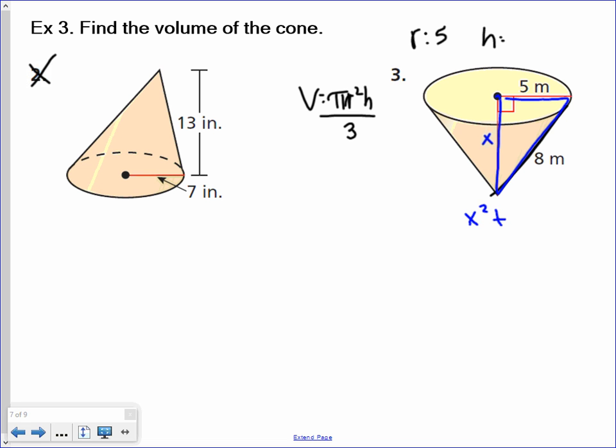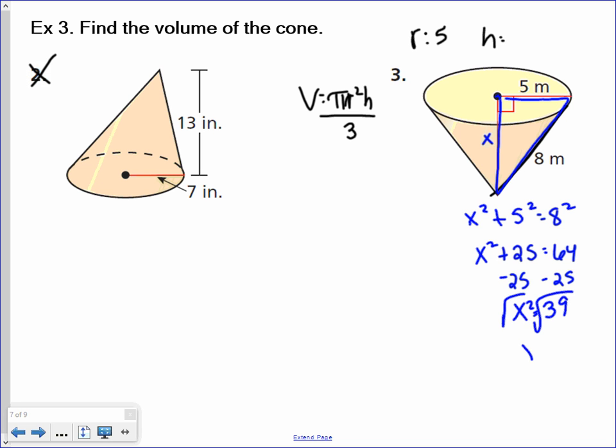So I get x squared plus 5 squared equals 8 squared. 5 squared is 25, 8 squared is 64. Minus 25 over, we get x squared equals 39. Square root. What's the square root of 39? Nearest 10th, 6.2. I went through that fast. Sorry, super fast Pythagorean theorem. A squared plus b squared equals c squared. That 6.2, that is the altitude that you need to find the volume with.